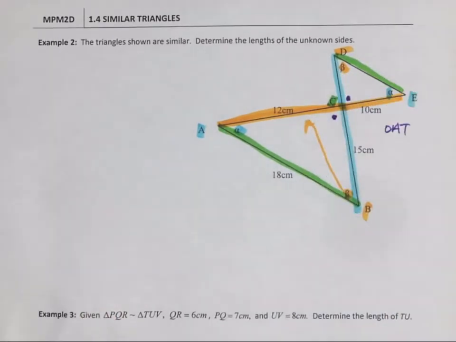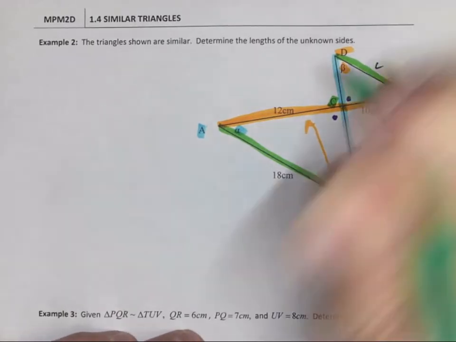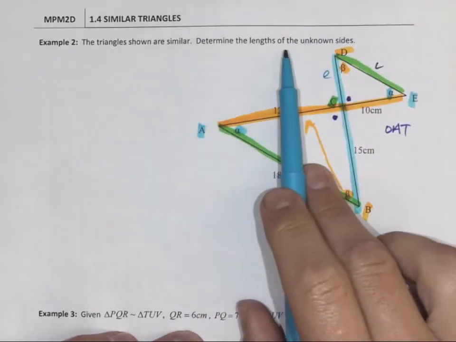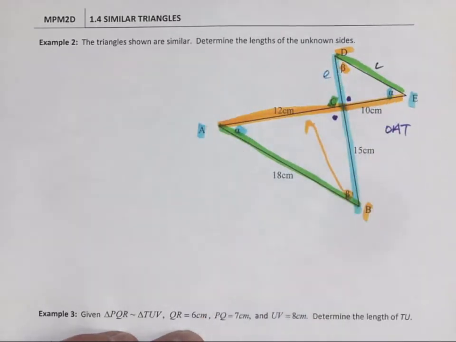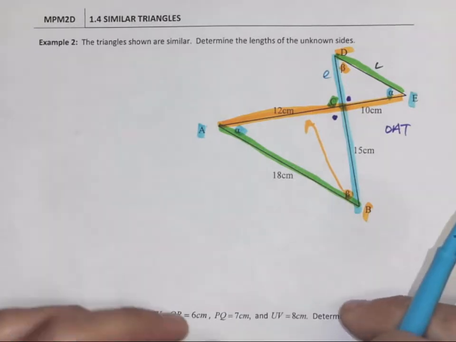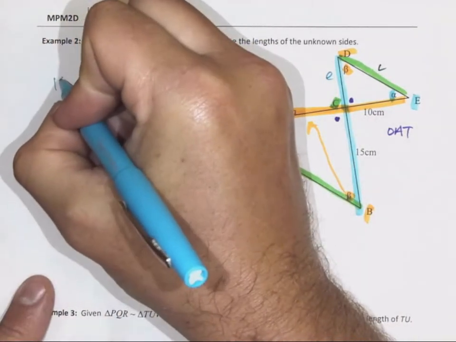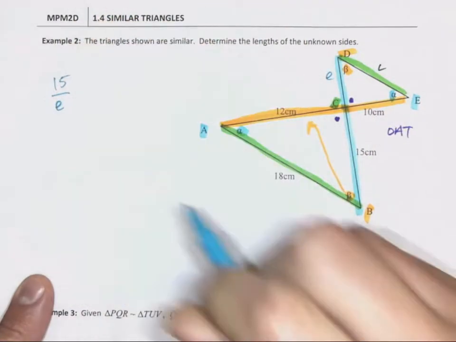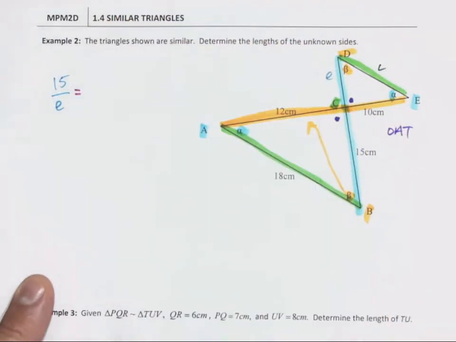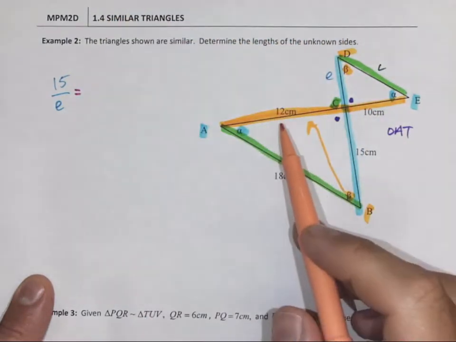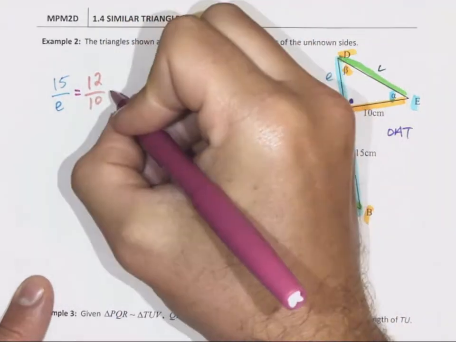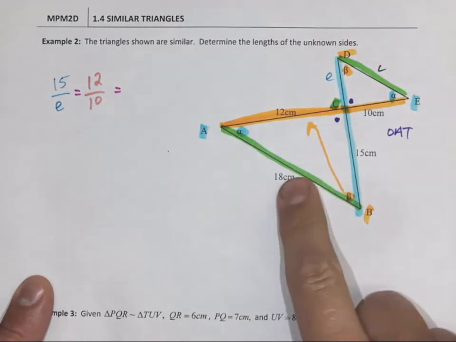Okay, so what does that mean? Well, I'm going to label, if this is C, I'm going to use that as a small c, and this side is a small e. So I got to determine the length of E and C. So let's see. The big triangle, I got 15 over top of matching side, corresponding side on the small triangle, E. And that all equals, let's look at B, 12 over 10. But that also equals 18 over C.